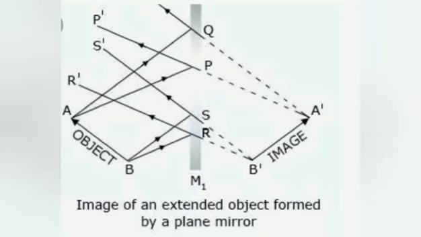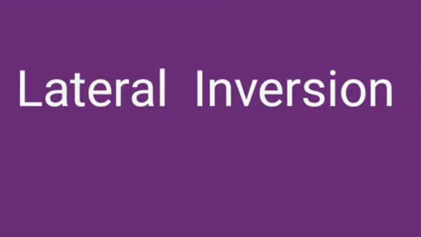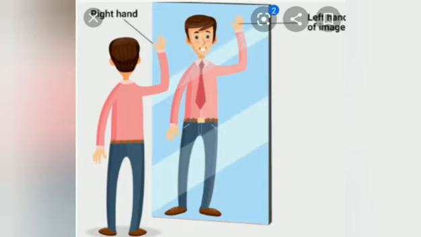Now, the second topic is lateral inversion. The behavior of a mirror due to which the sides of an object get inverted, meaning the right of an object becomes the left of the image and the left of the object becomes the right of the image. This is called lateral inversion. For example, if you raise your right hand before the mirror, your image will raise its left hand.